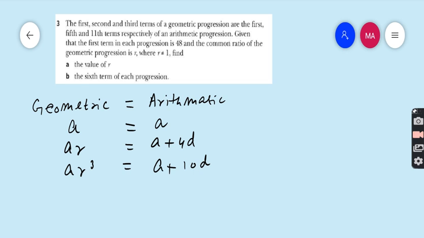I repeat again: the first, second and third terms of a geometric progression are the first, fifth and 11th terms respectively of an arithmetic progression. Given that the first term in each progression is 48, so A of geometric is 48 and A of arithmetic is 48. The common ratio of the geometric progression is R, where R does not equal 1. Find the value of R. Very easy question.